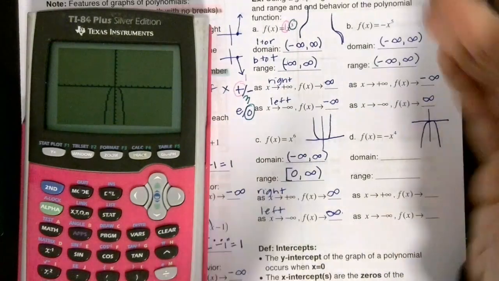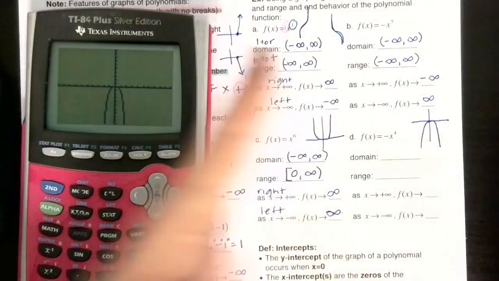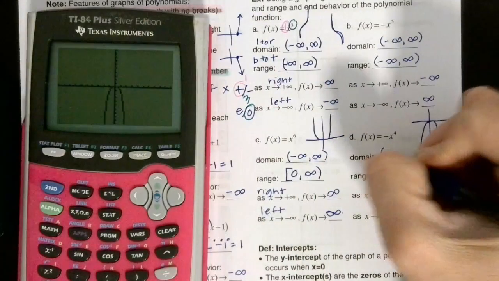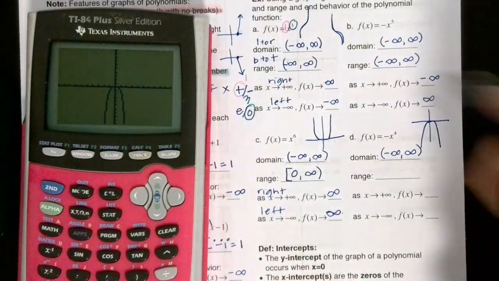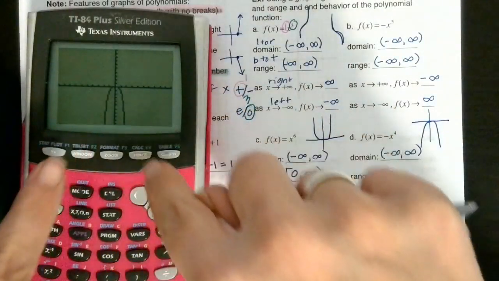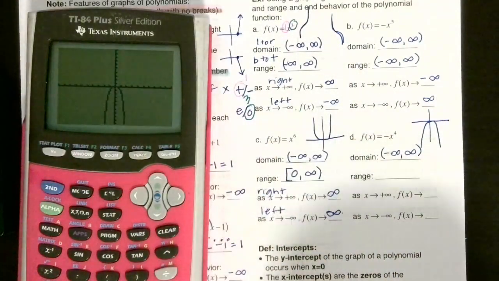So the domain for this graph can still go out in the left and the right hand direction. We don't see it on the calculator because the calculator is limited, but just imagine if I had a big screen, this would just keep going out, out, out.